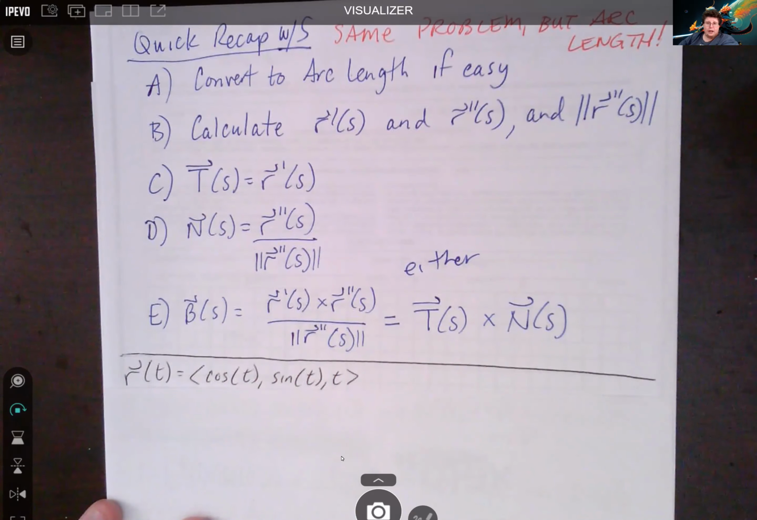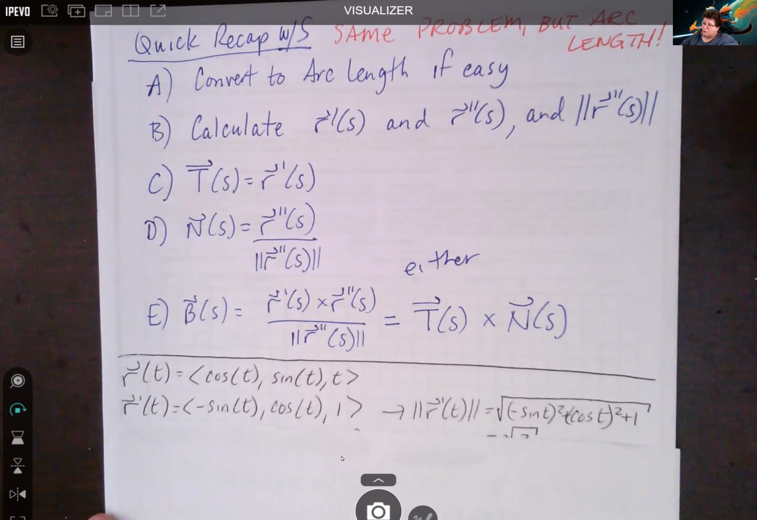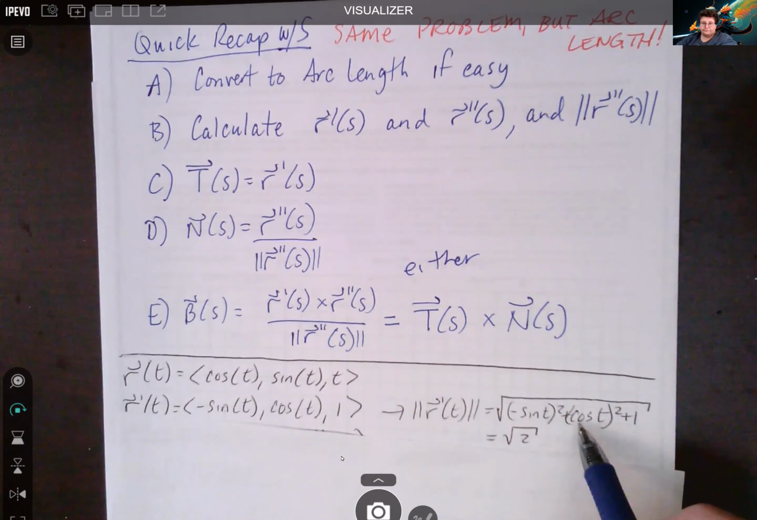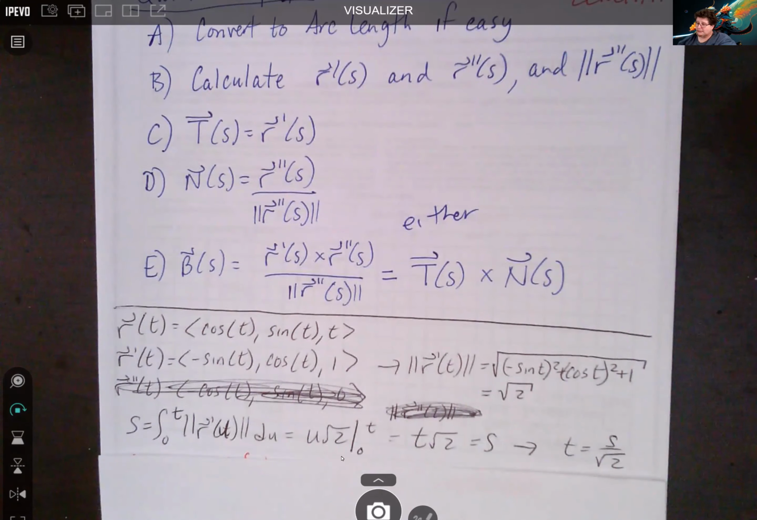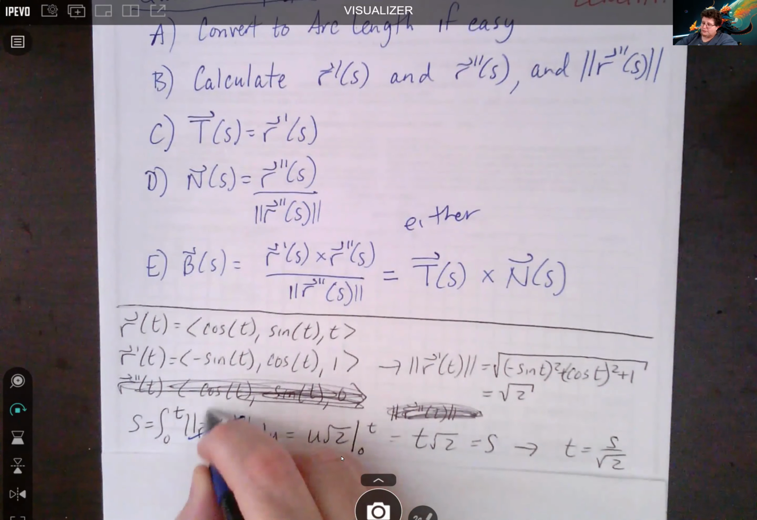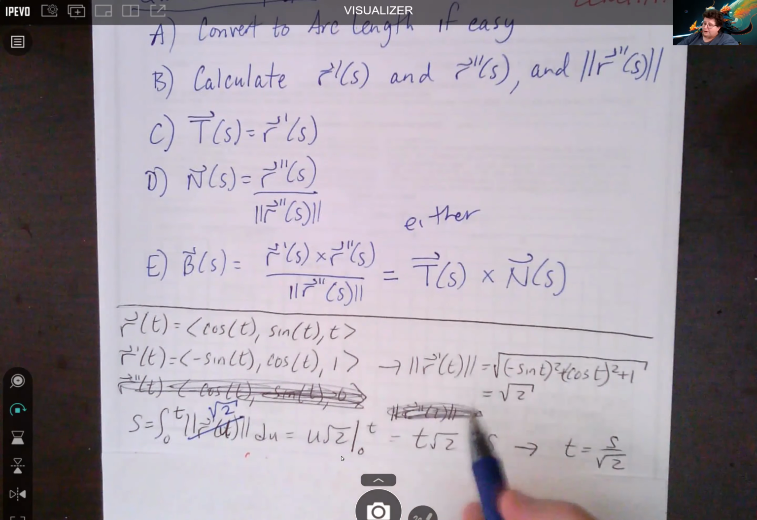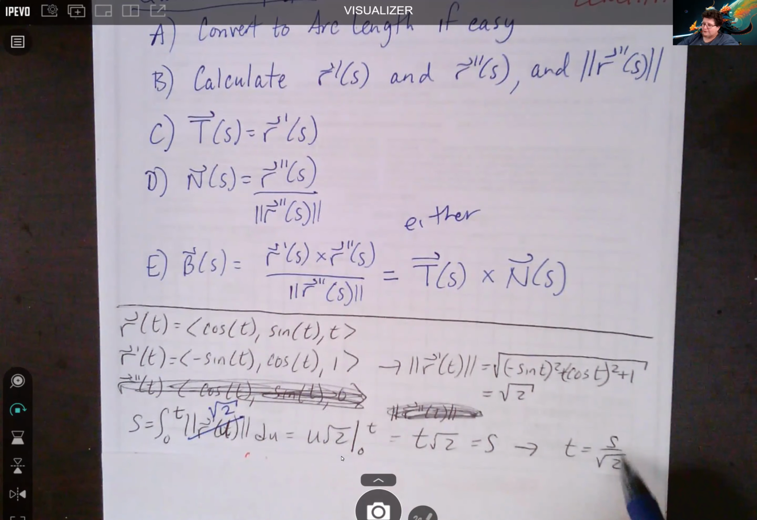So same vector, same problem. We should end up with something that looks somewhat similar. We always need to find the first derivative, and really its magnitude, because that's what we use for arc length. So we're going to plug that in. We found the magnitude of the first derivative was square root of 2 for all t. So we find s by plugging in the square root of 2. When we integrate, we use a dummy variable u. We get u times the square root of 2 evaluated from 0 to t. This leaves us with t root 2 equals s, and so t equals s over square root of 2.